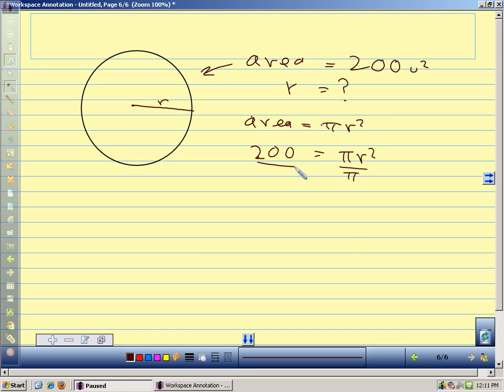Divide by pi. And r squared equals 200 divided by pi, whatever that number comes out to be. And then to find my radius, I take the square root. So the radius equals the square root of 200 divided by pi, whatever that decimal comes out to be. So if you have the area of a circle, you can find the radius. That comes up several times in your homework assignment, where you have an area and you need to find the radius of the circle. So you plug into your area formula for your circle and find your radius from that.